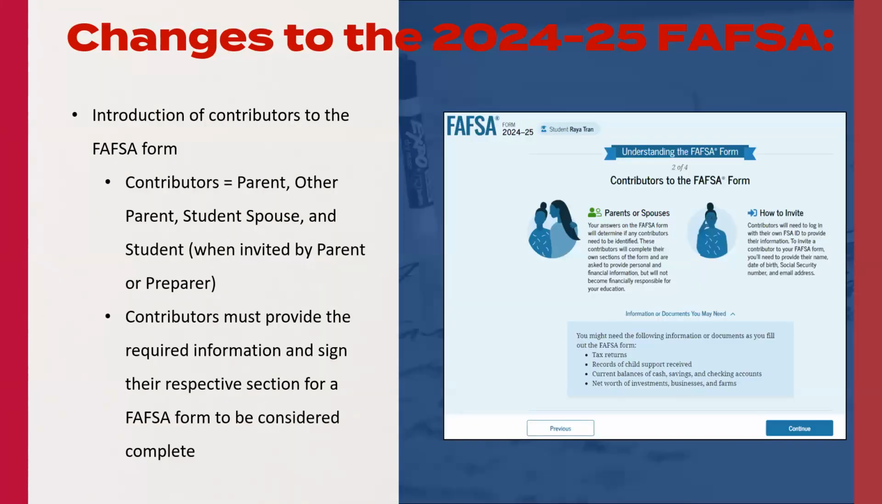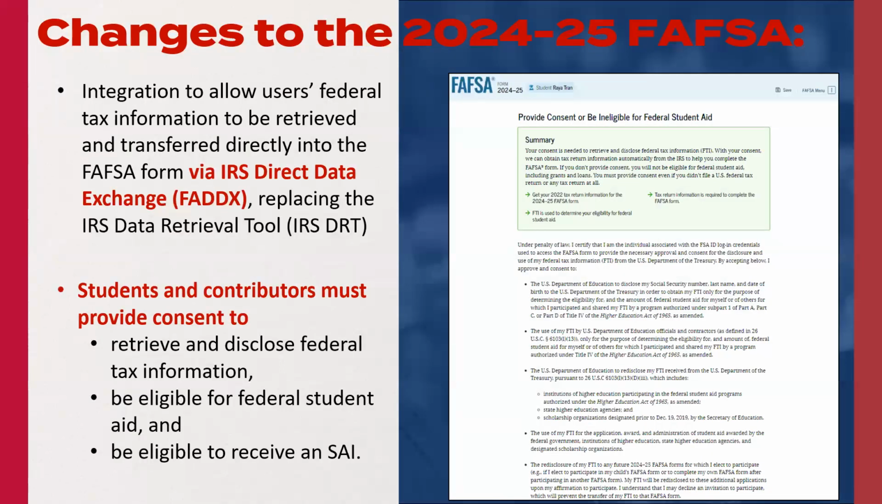So this new word contributor might be throwing people for a loop. So what is a contributor, or who is a contributor? Contributors are anybody that's going to be putting information on the FAFSA. So it could be the student, or the student's spouse, or a parent's spouse. And again, contributors do need to have an FSA ID, and contributors need to provide consent in order to have their federal tax information brought into the FAFSA.